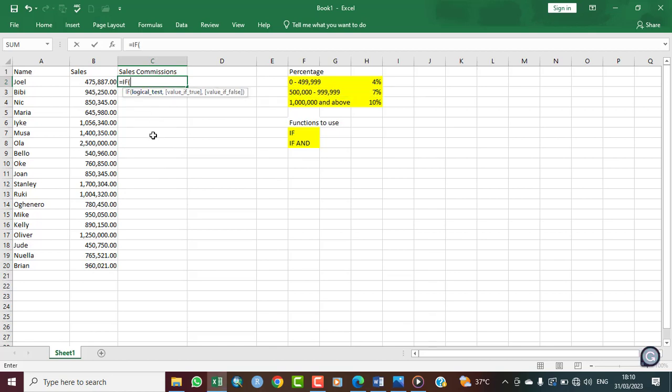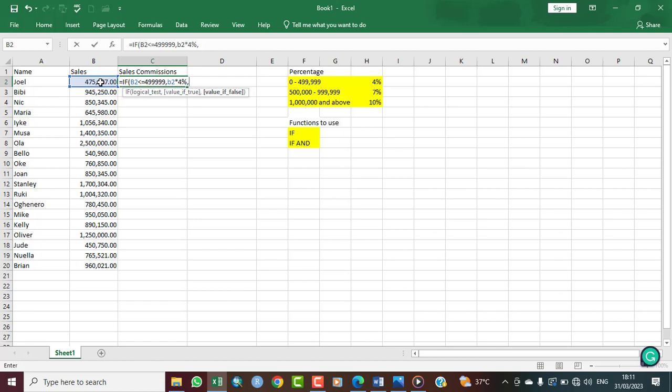The logical test is the sales here, B2. If B2 is less than or equal to 499,999, what should be done? Let B2 be multiplied by 4%, comma.